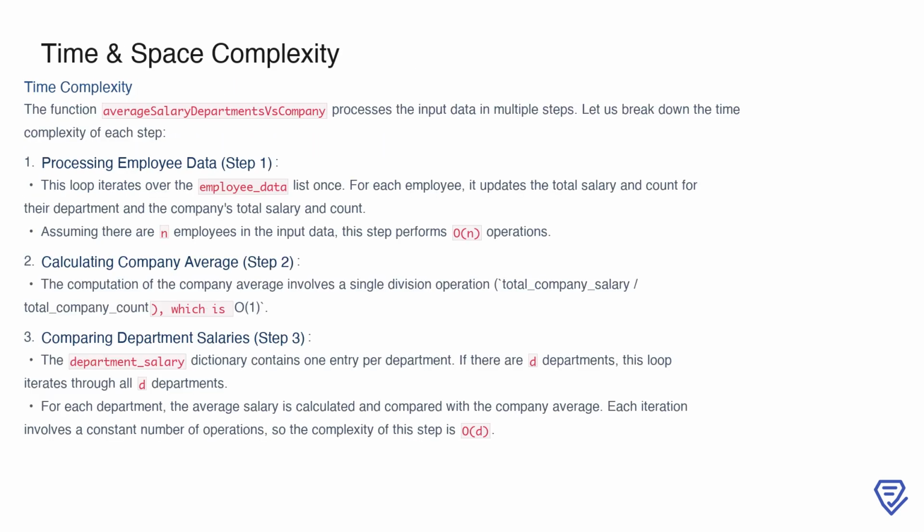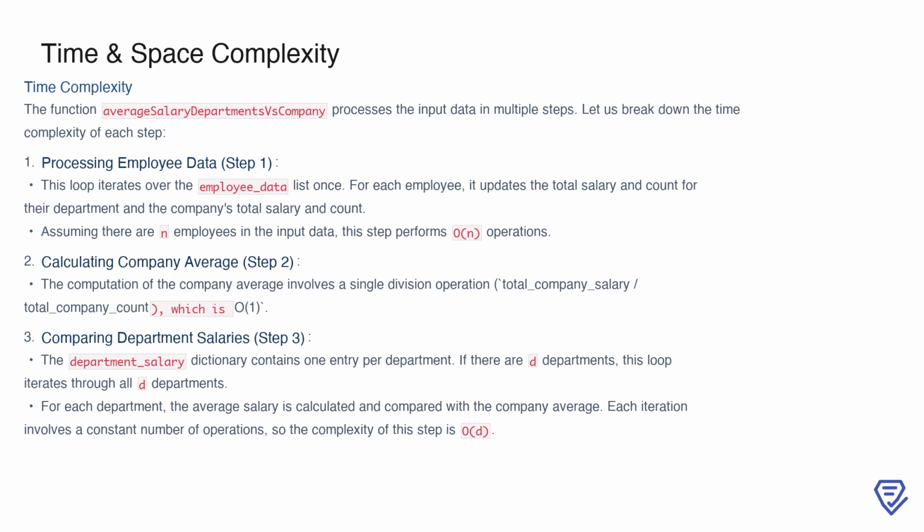To analyze the time complexity of the function average salary departments versus company, we can break it into 3 main steps. First, we process the employee data. Here, we iterate through the employee_data list, which contains n employees. For each employee, we update the total salary and the count for their respective department, as well as the total salary and count for the entire company. Since this involves a single loop over the employee list, this step takes O(n) time.